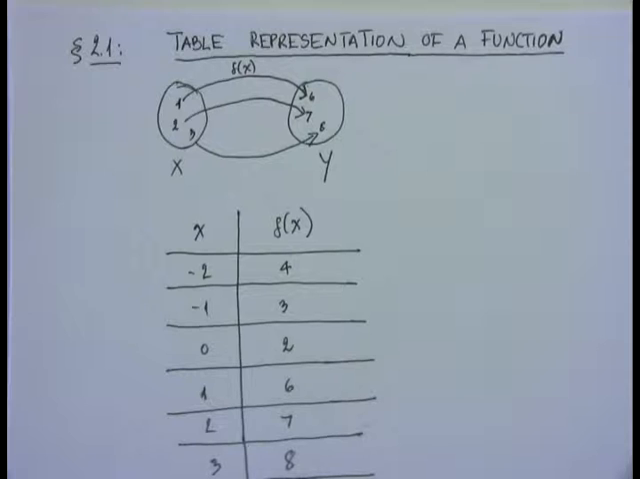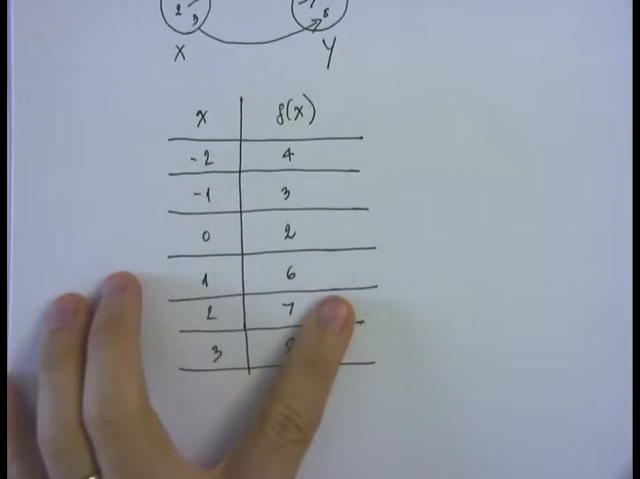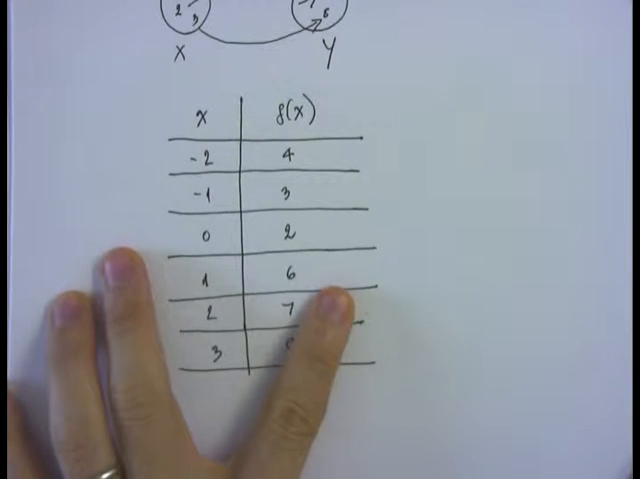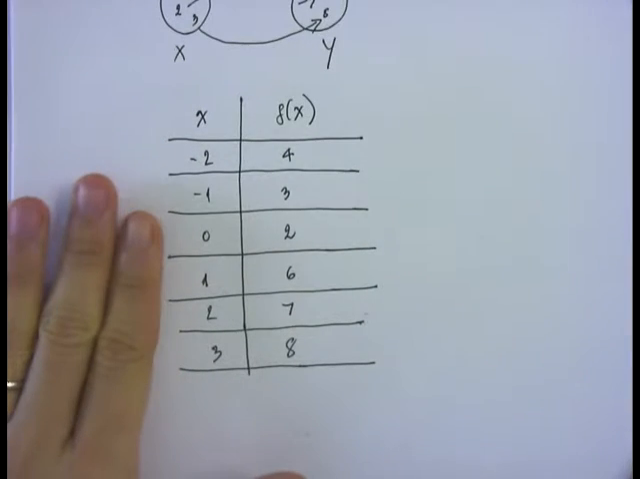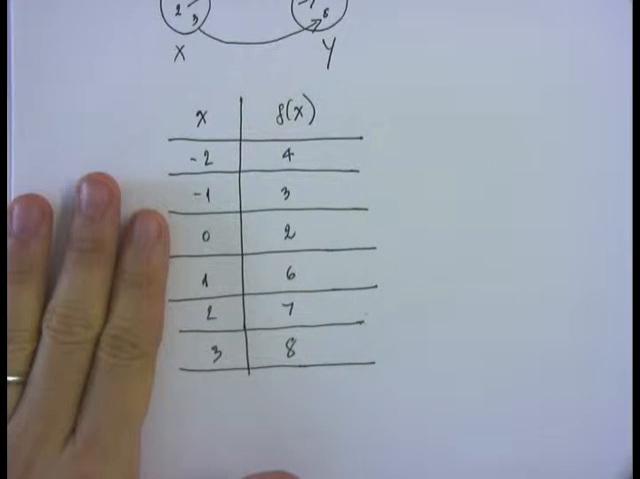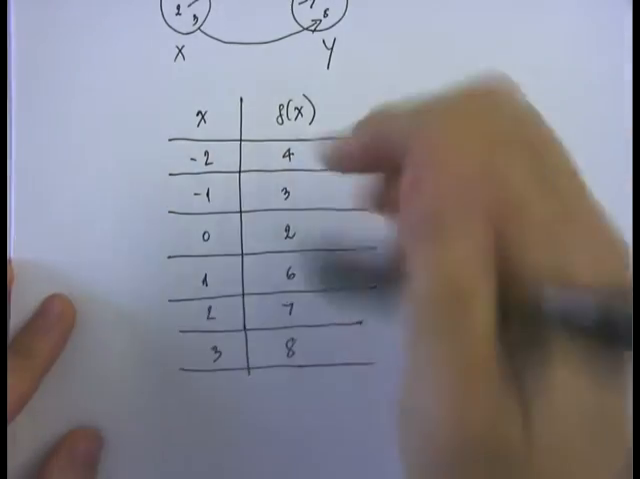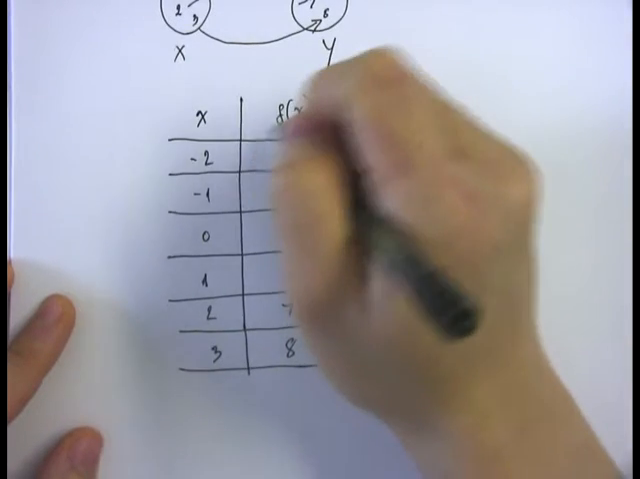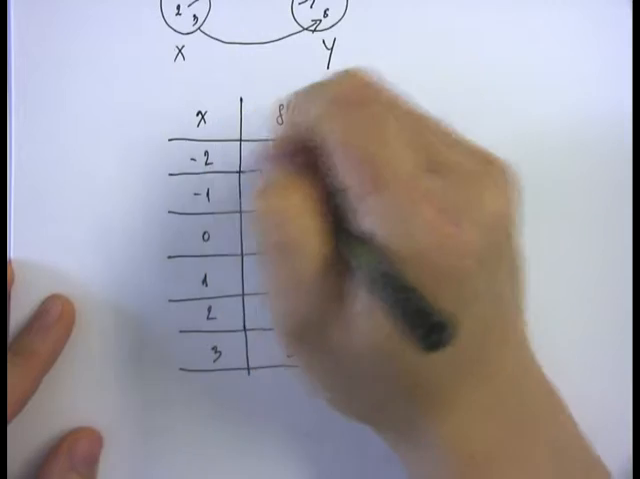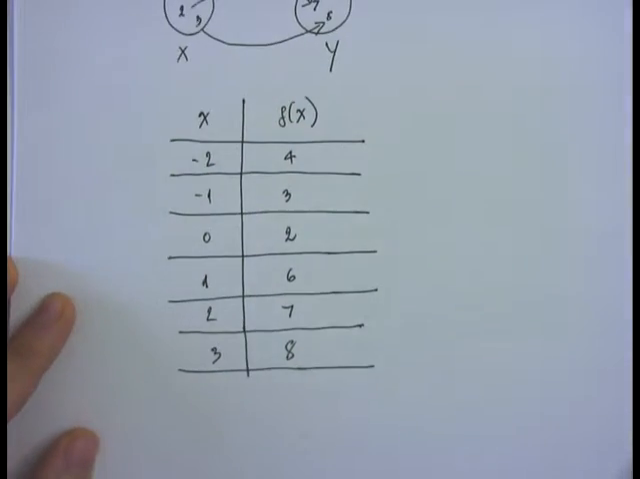Just something like that. So here is a representation of a function as a table. We have two columns. The column on the left-hand side has all the different x values that the function can take. Correspondingly, each row on the right-hand side indicates that the function f is taking -2 to 4, -1 to 3, 0 to 2. And so that's a table representation of a function.